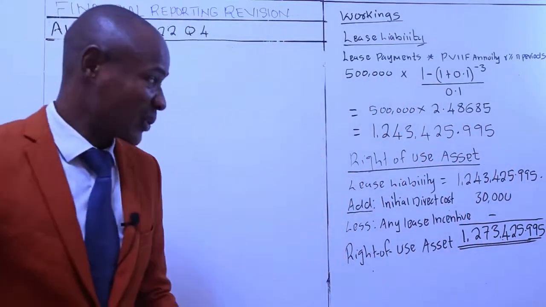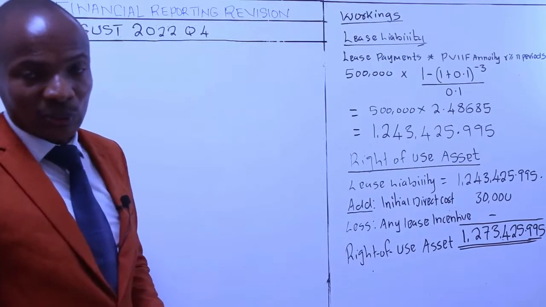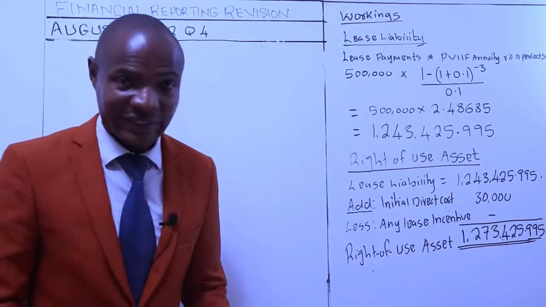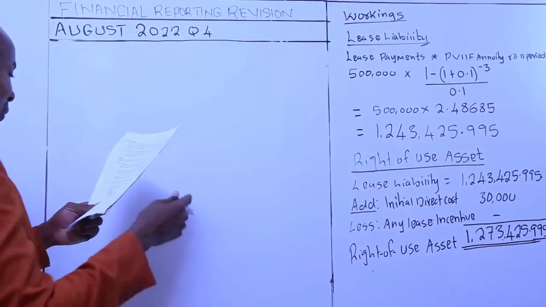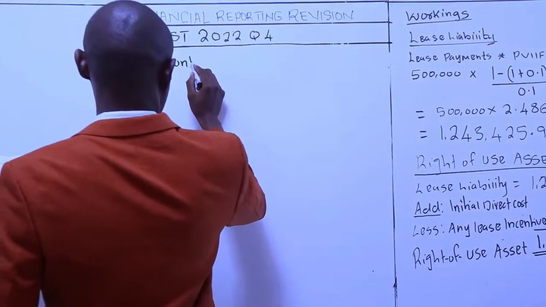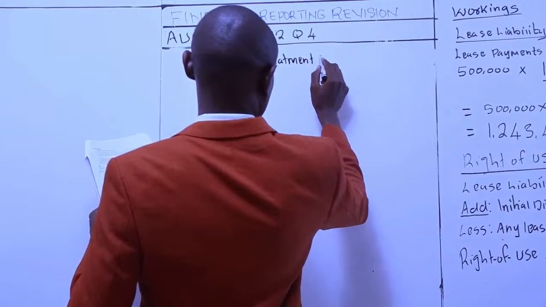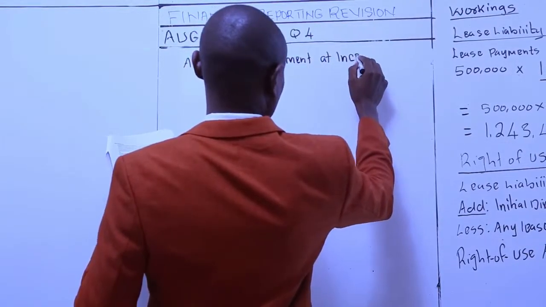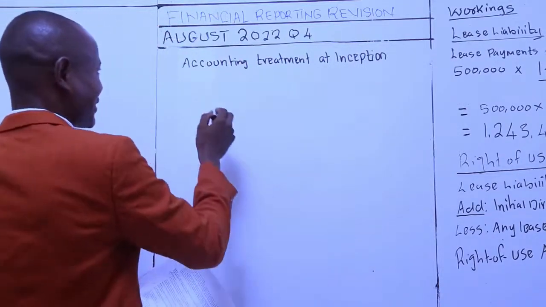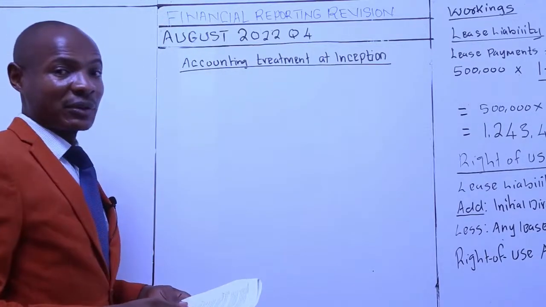So once we have the right of use asset and you also have the lease liability, our next option is to see how they are accounted for at inception. Accounting treatment at inception, which means that we will be debiting a few things and crediting others.